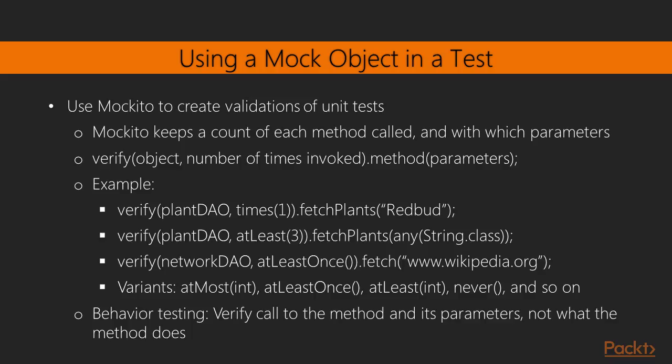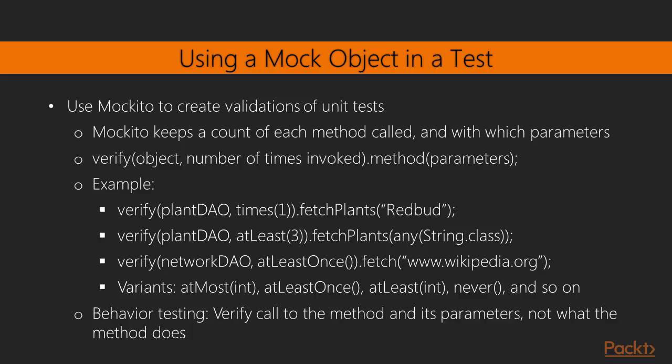So on the third bullet point example, where we have wikipedia.org, if I had some other website there, if I had Google or something like that, that wouldn't count towards this at least once. We're verifying that the fetch method is called at least once with this specific parameter. There are several other variants of this at least once.